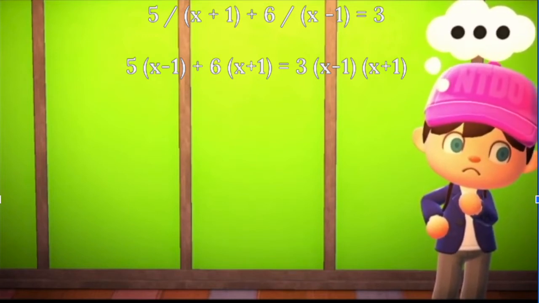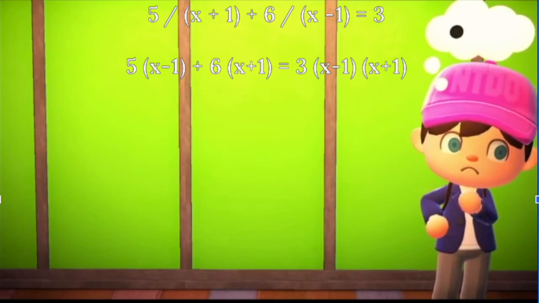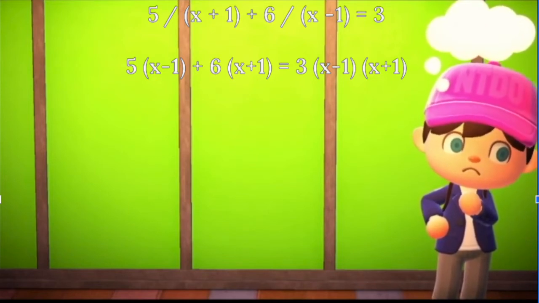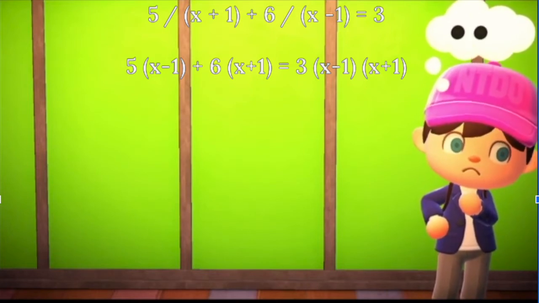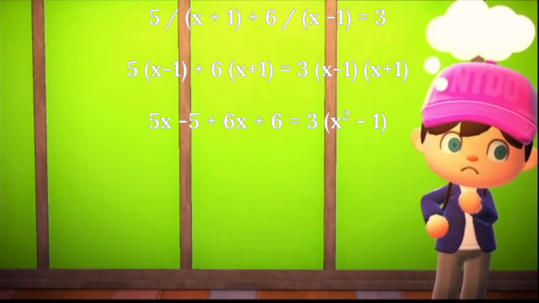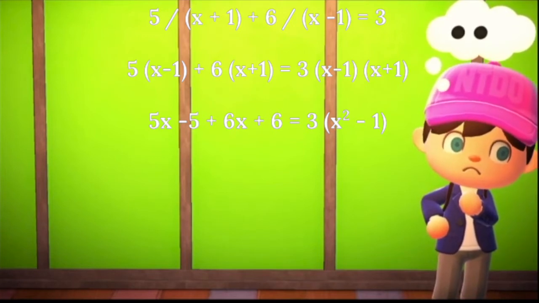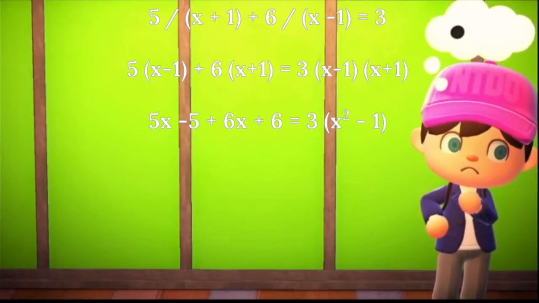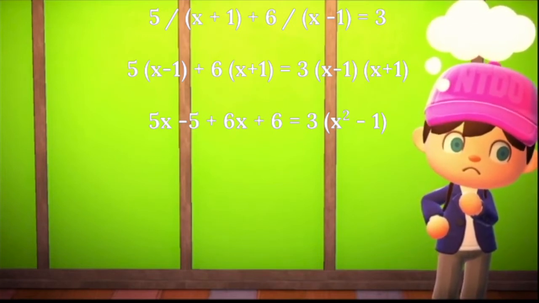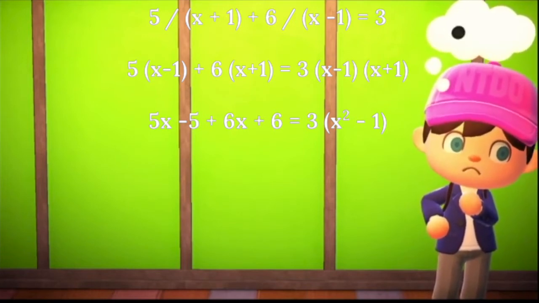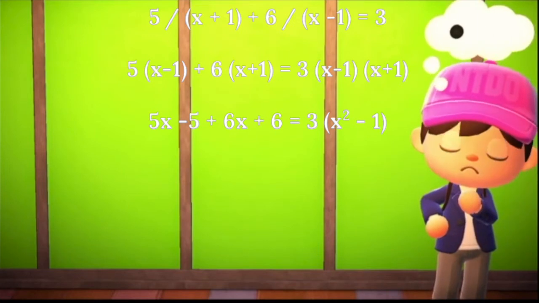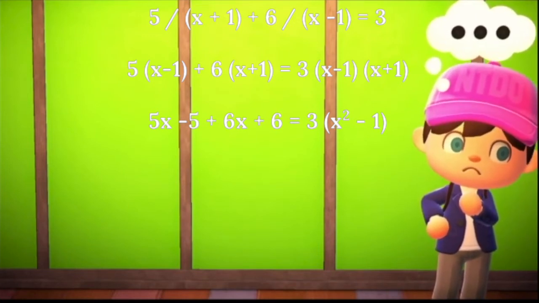I don't think so. And from there, it becomes a basic algebra problem, so you have to expand your brackets. So you're going to do 5 times x minus 1, which is going to equal 5x minus 5. And you're going to do 6 times x plus 1, which equals 6x plus 6. And that is going to equal 3 times x squared minus 1.